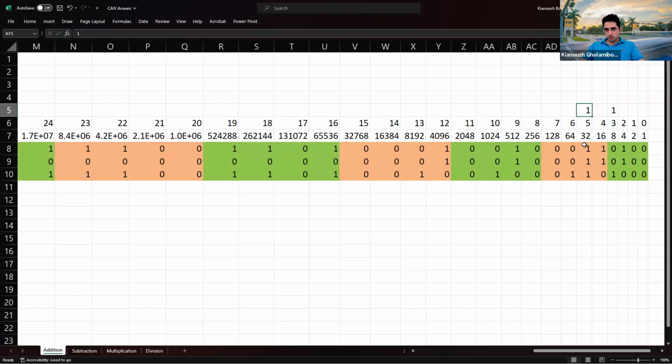The next one would be 1 plus 1 plus 1, which is 3. 3 is 1, 1 in binary. So there's a 1 in the sum, and there's a 1 in the carry out. The next one would be 1 plus 0 plus 0, which is 1, and there's no carry out. 0 plus 0, 0, no carry out. 0 plus 0, 0, no carry out. 1 plus 1 is 2, so 0 and 1 carry out. Then I have 1 carry in plus 0 plus 0 is 1, no carry out.